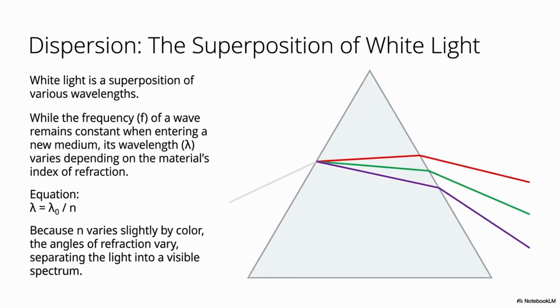And the presentation explains that when this white light enters a new medium, its frequency stays constant, but its wavelength changes based on the index of refraction. But the part that blew my mind is that the index actually varies slightly depending on the specific color of the light.